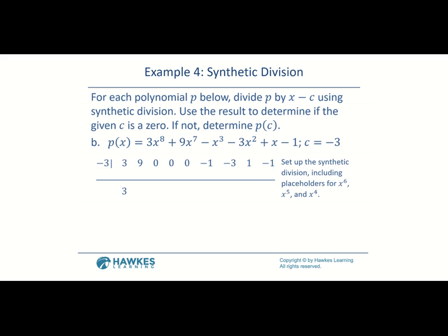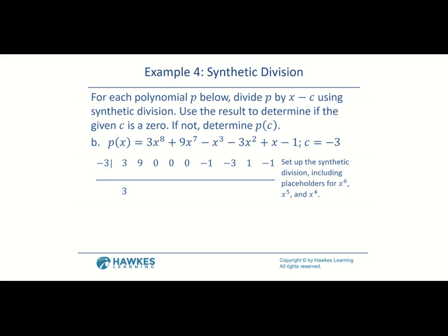All right, and so here is our last one that we're going to do. We are going to divide 3x to the 8th power plus 9x to the 7th minus x cubed minus 3x squared plus x minus 1. And c is negative 3.